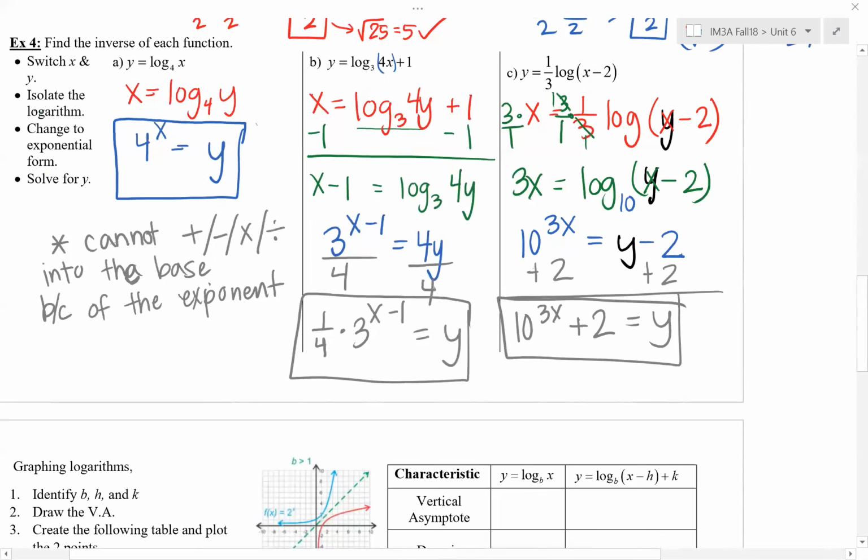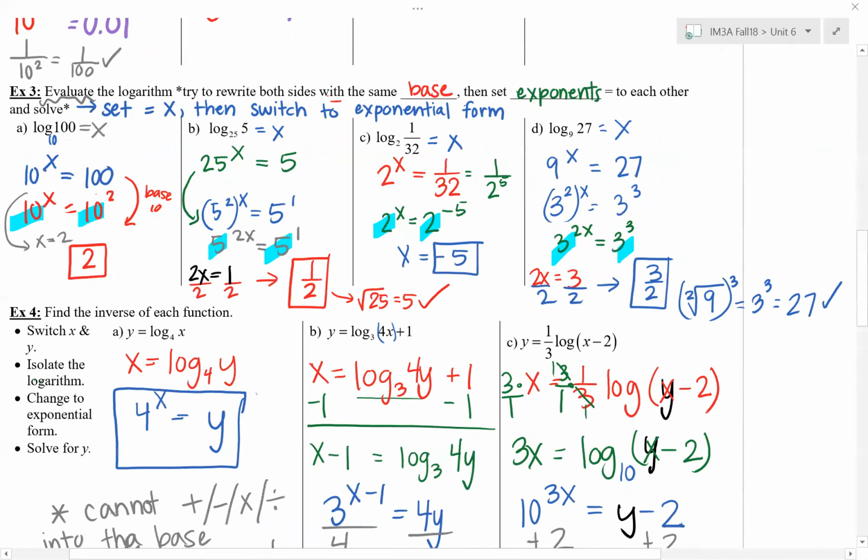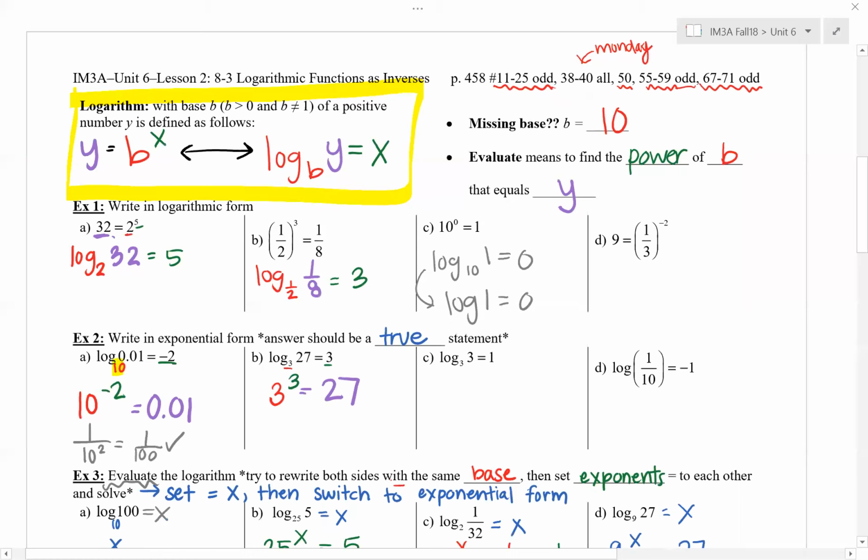Okay, so remember that we did a lot, and so there is kind of a lot of work for this. So you're doing on page 458, you can do 11 through 25, 50, 55 to 59, 67 to 71, all of those except for 50 are odds. Okay? So get to work.